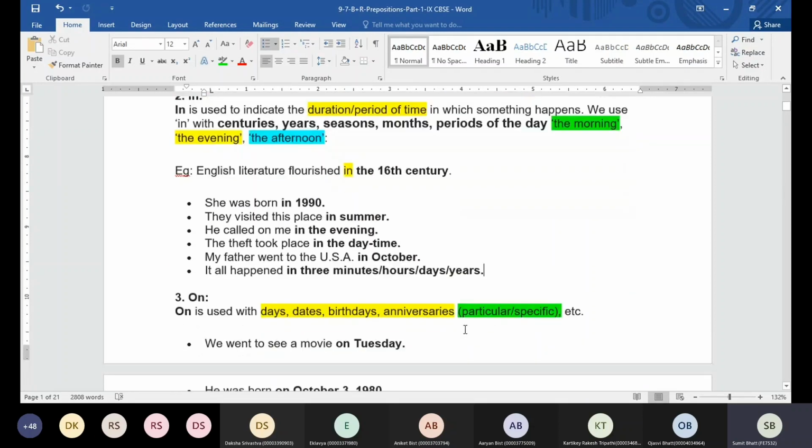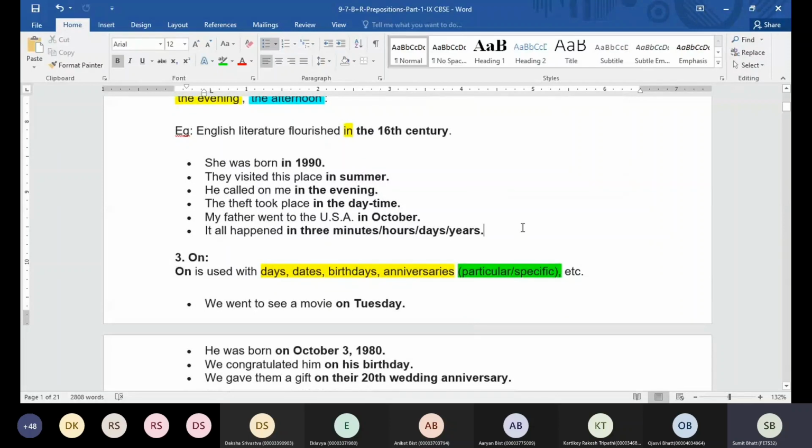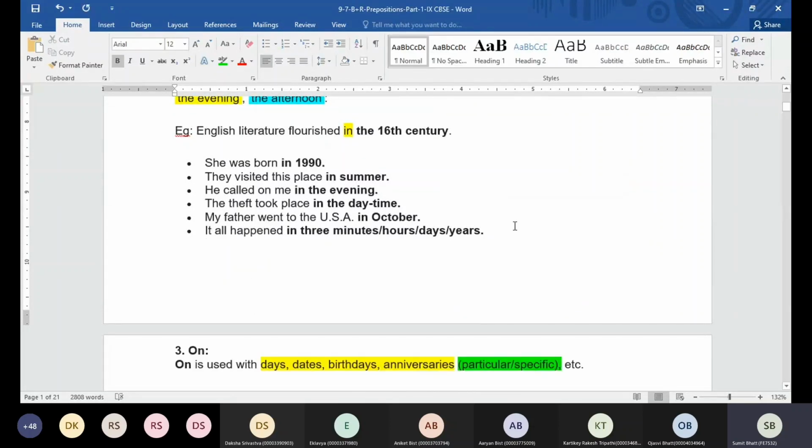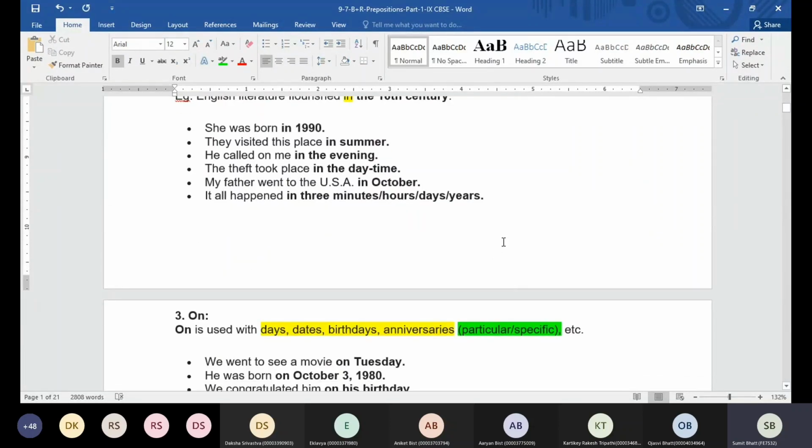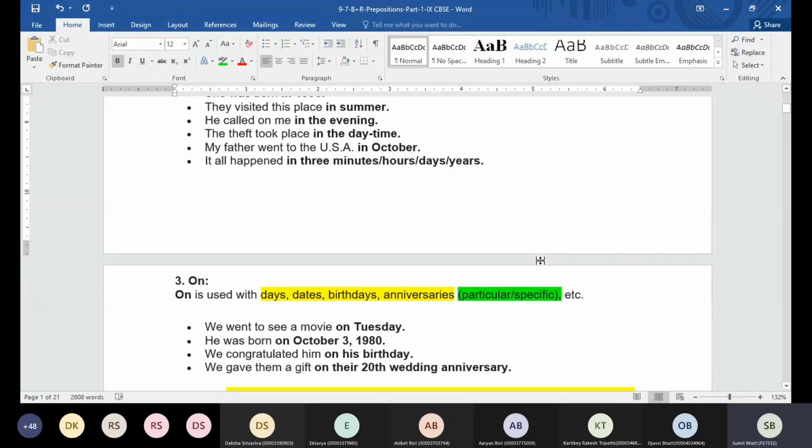Now we have the next word, on. On, as we know, is for particular days, particular dates, birthdays, and anniversaries, because they happen on a particular day. So we use the word on here. If you have specific days in mind, then we go for the word on. Like we went to a movie on Tuesday. He was born on October 3rd, 1980. We congratulated him on his birthday and we gave them a gift on their 20th wedding anniversary.